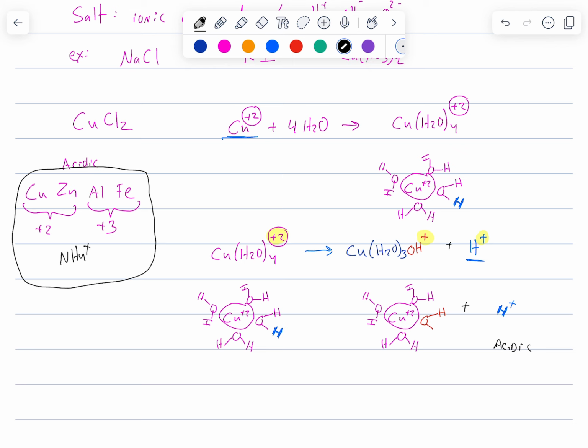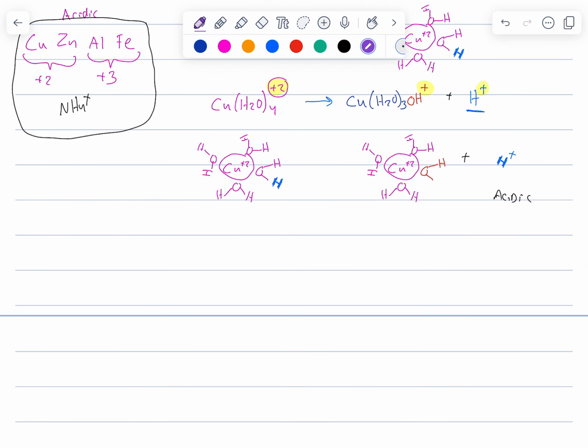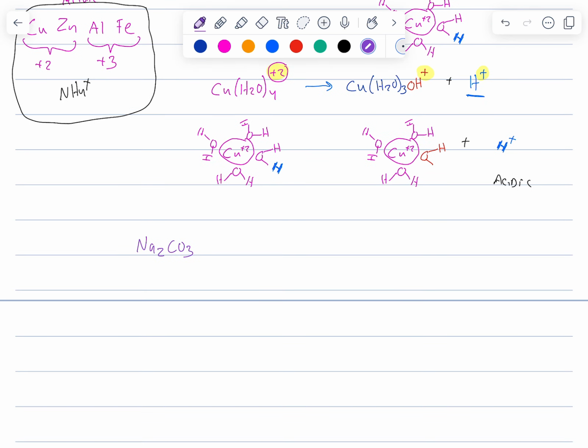Let's talk about basic ions. So let's say I have this salt, Na2CO3. If I test the pH of this, it's going to be basic, but let's talk about why.